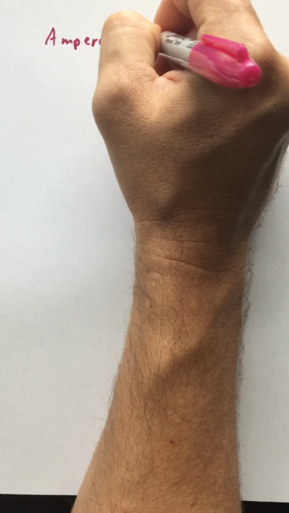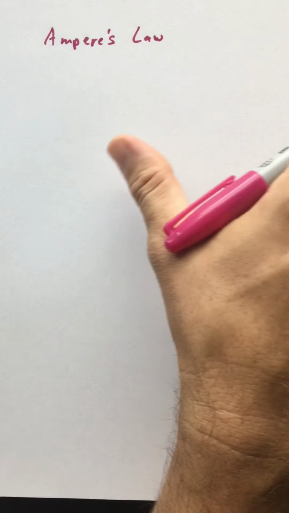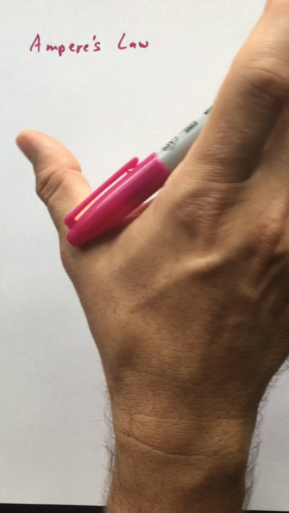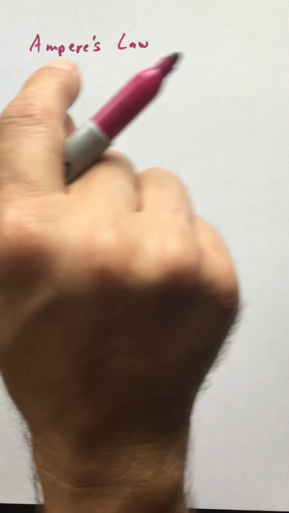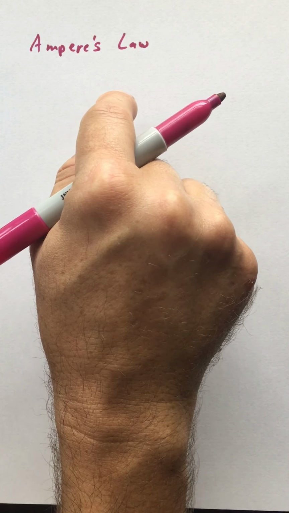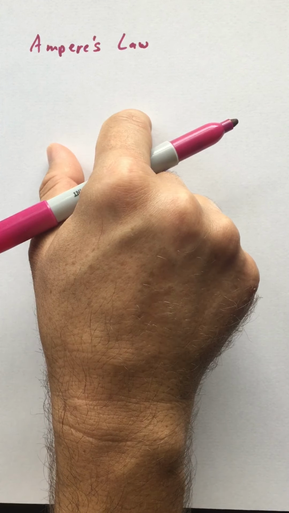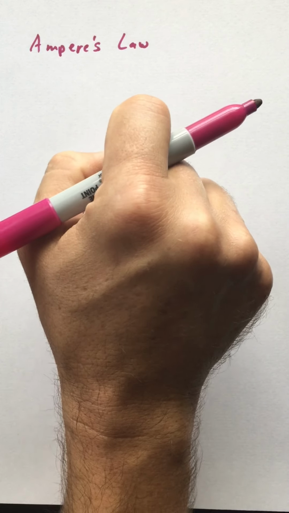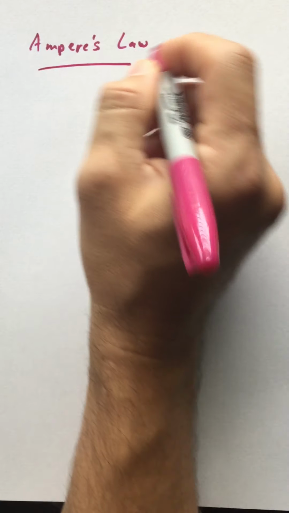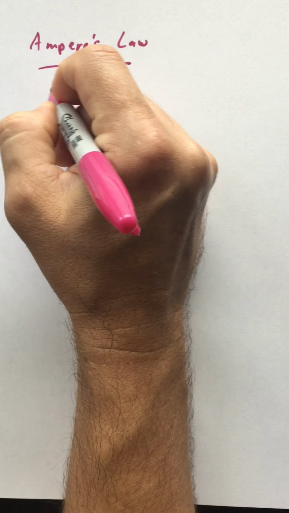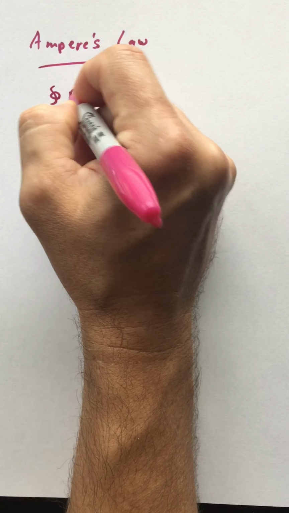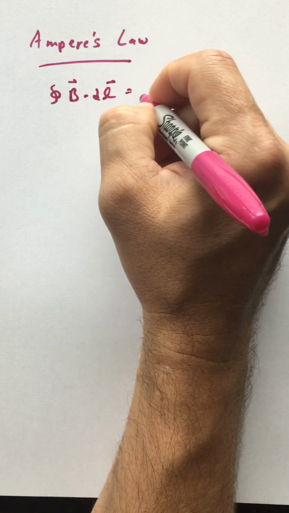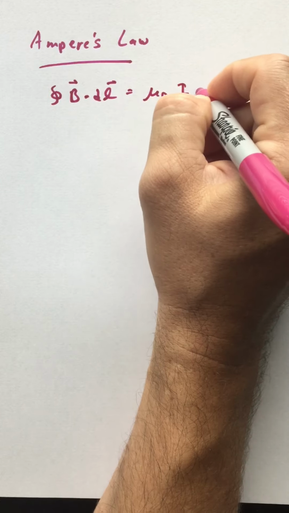Now we've got to be careful because there is actually a Gauss's law for magnetism, so I'm not saying that this is exactly analogous to Gauss's law, but it's going to function for us like Gauss's law functioned for us in electricity. Ampere's law says this: the closed integral of B dot dl is equal to mu naught I enclosed.